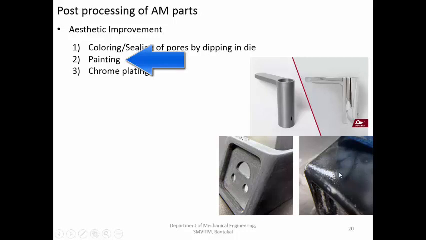So this is the initial component, and this is after applying the paint after sealing. So first it is sealed, and then you are applying the paint of required color. Next one is the chrome plating. You can apply the chrome plating to the given components to improve its visual look and appearance, and also give it a corrosion resistance. Corrosion resistance is achieved by the application of chrome plating to the components.